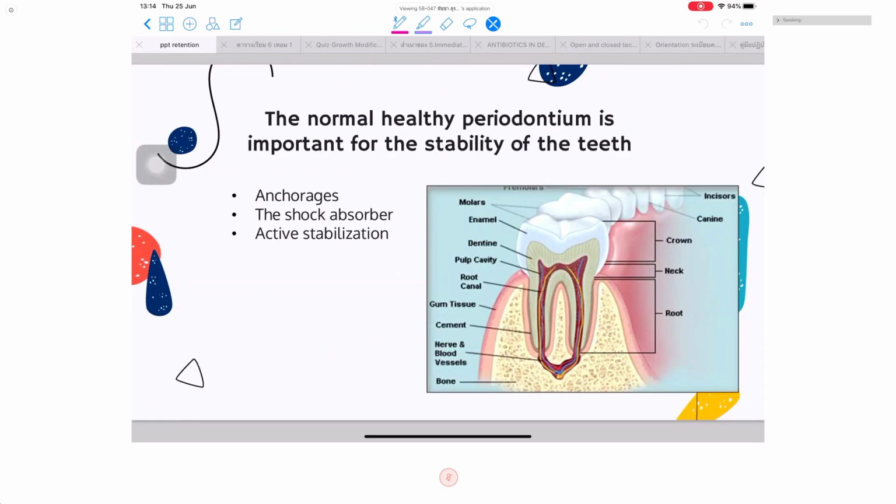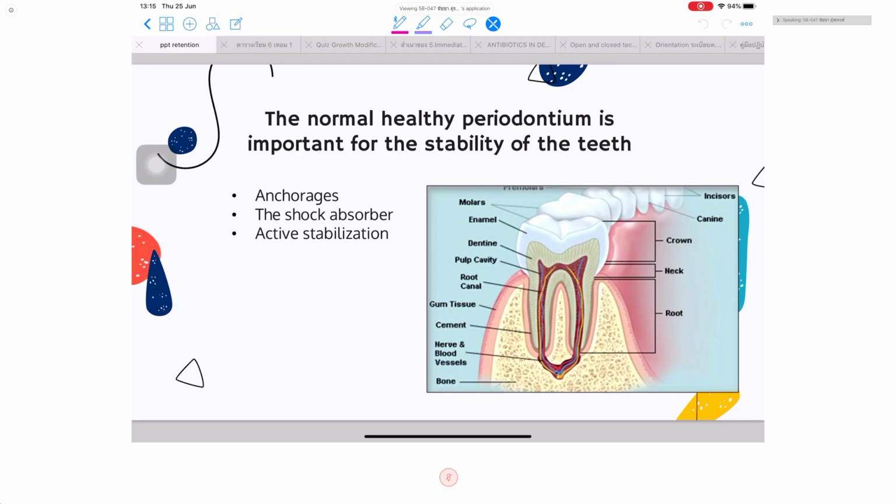The normal healthy periodontium is important for the stability of the teeth. 1. It anchors the teeth firmly in the alveolar socket. 2. Shock absorber-like action of the periodontal ligament provides resistance to forces like mastication. 3. The force thought to derive from the PDL metabolism contributes to active stabilization of teeth against the light prolonged force from the lips, cheek, and tongue.